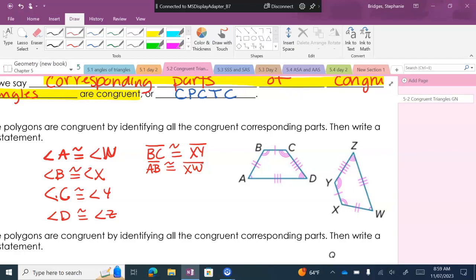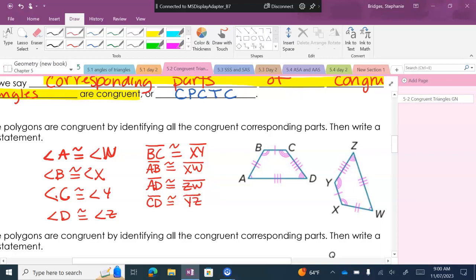Which segment has three hashes on it on the left side? AD. And that is going to be congruent to which one has three on the other side? ZW. Anybody have any questions so far? All right, we got one more pair of sides. What's the side on the left that has four hashes? CD. And that's going to be congruent to which one has four on the other side?